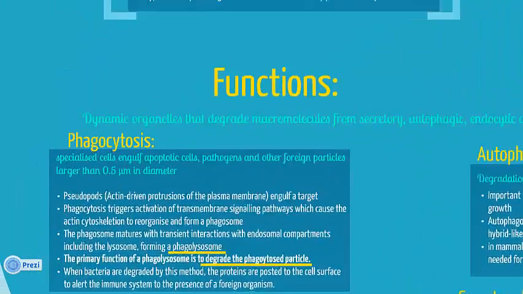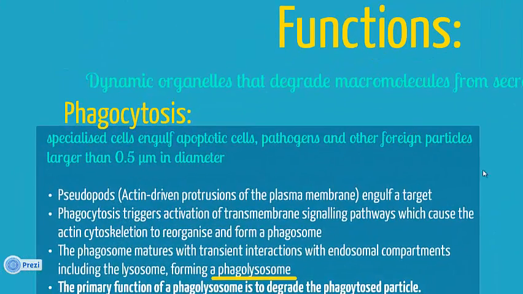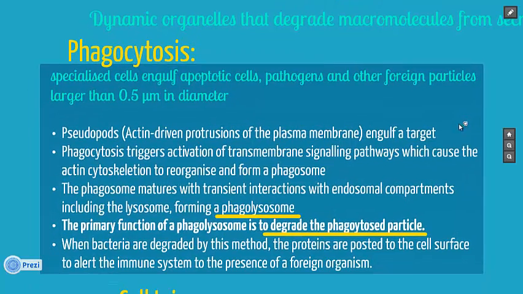In terms of phagocytosis, phagocytosis is when a specialized cell engulfs apoptotic cells, pathogens, and other foreign cells. A phagosome is formed by activation of transmembrane signaling pathways. When the phagosome matures, it forms a phagolysosome, which degrades phagocytosed particles.